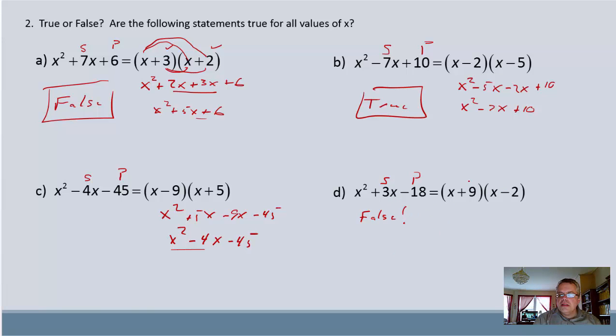But just to check, see how it works, let's multiply it. X times x is x squared. X times minus 2 is minus 2x. 9 times x is 9x. And 9 times negative 2 is negative 18. And so we get x squared plus 7x minus 18. It doesn't quite work. It gets the negative 18 right, but it doesn't get the x term right. Okay, so we were right. It's false.